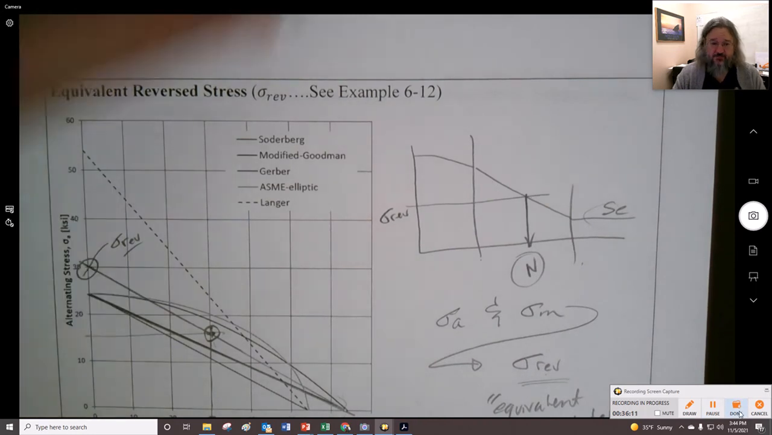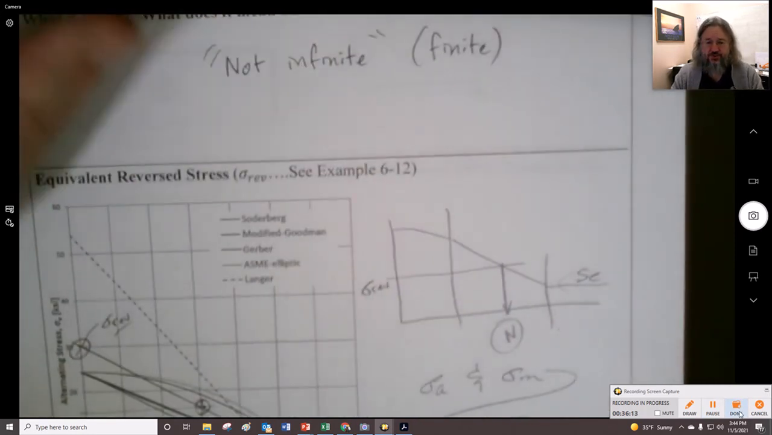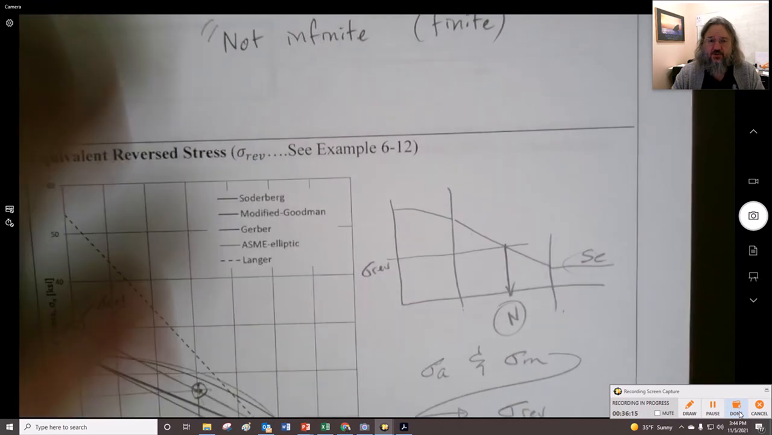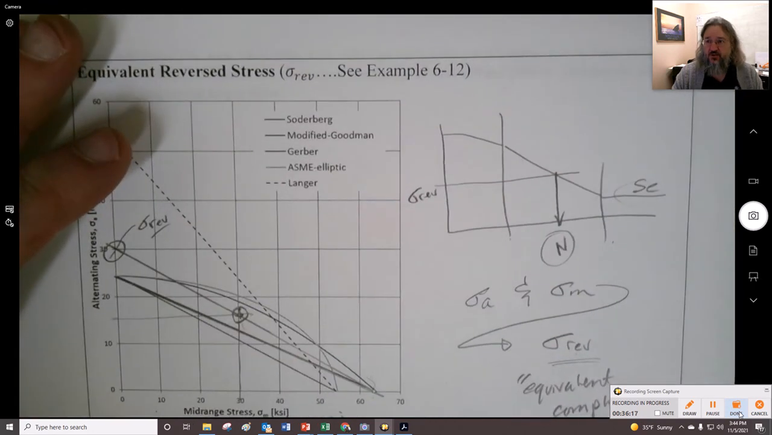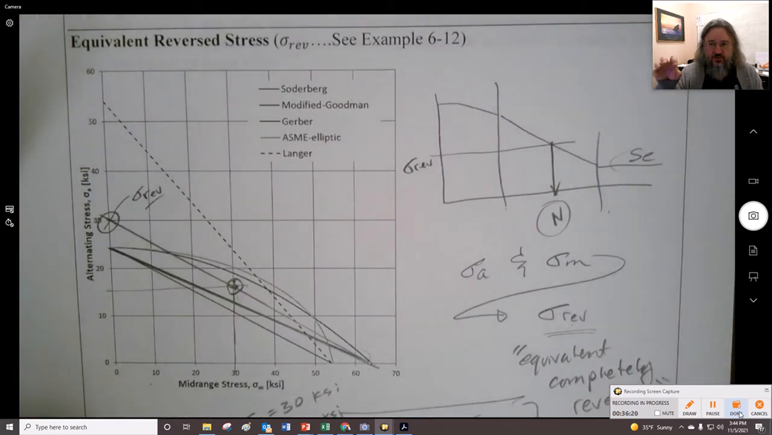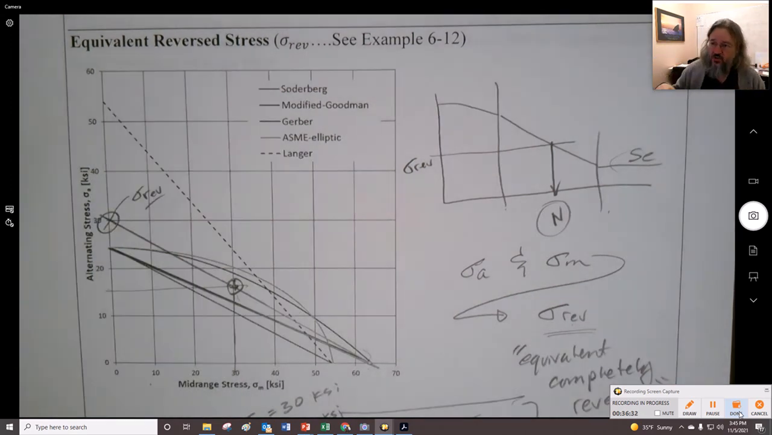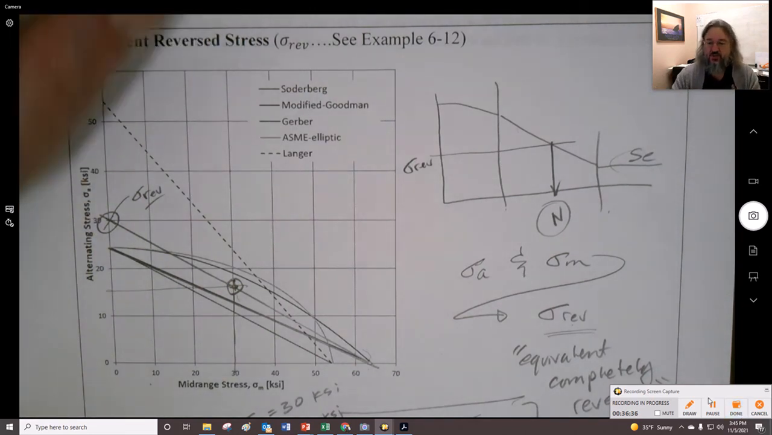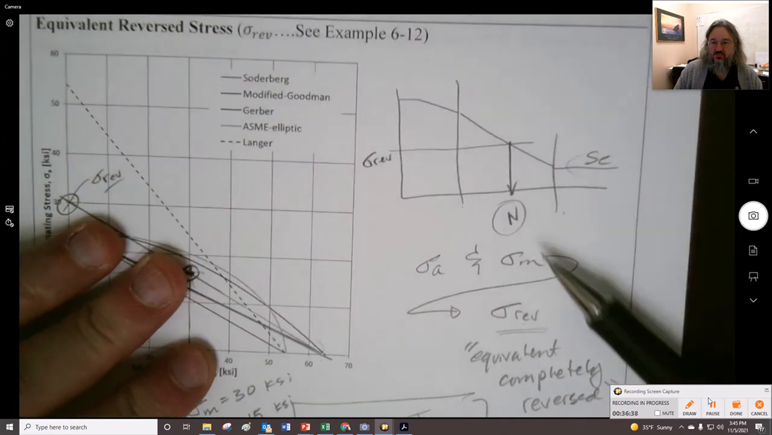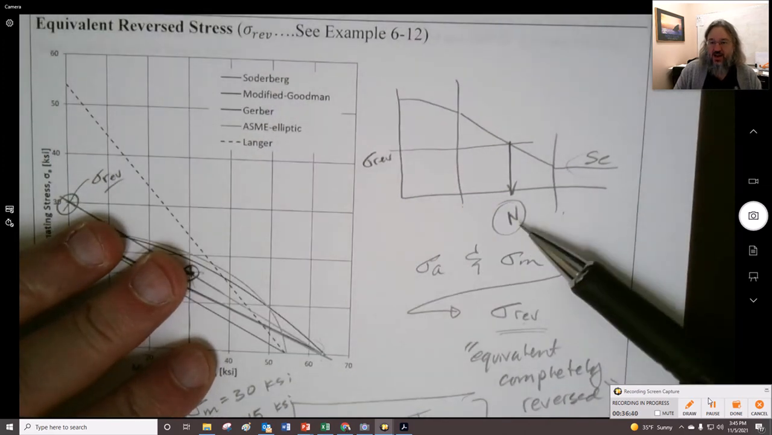So there you go. Alternating and mid-range combined together in order to evaluate. So we're getting closer and closer to apples and apples, right? We have pure bending data going on here, and we're trying to convert our stress state into something that's comparable, so that we can go to this SN diagram and predict the life.